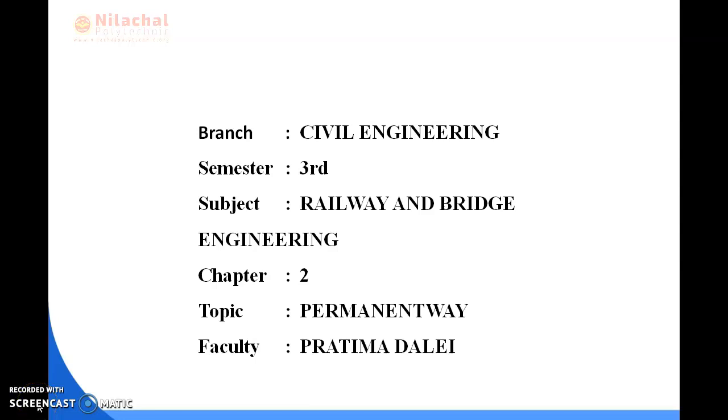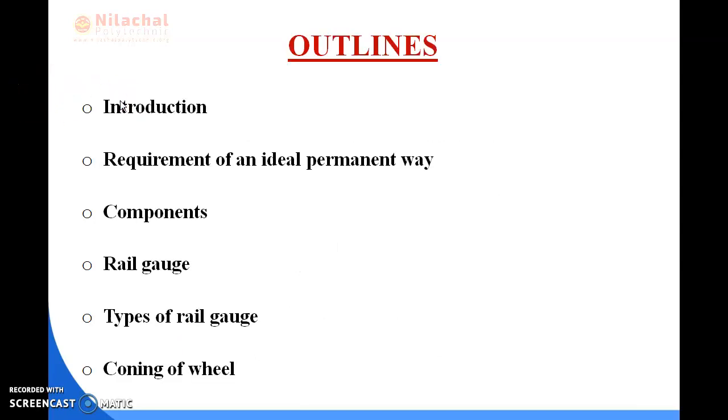Today we are going to study the second chapter of Railway and Bridge Engineering, which is Permanent Way. In our previous chapter we discussed the basic terminology and fundamental terms of railway. Now we are going to study the permanent way. So come to the next slide.